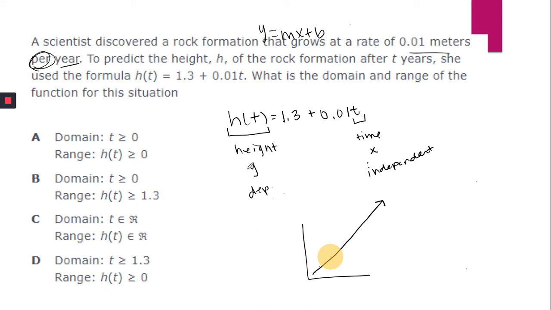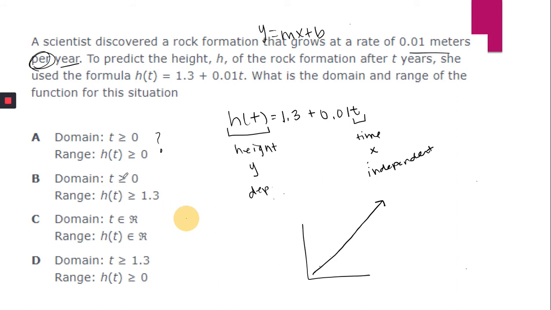Let's look at some answer choices. I have T is everything greater than or equal to 0. So that means time is everything greater than 0 years. That makes sense, right? The time started at 0 years and then it goes up forever. And the height is everything greater than or equal to 0. That's a possibility. We'll talk about it.